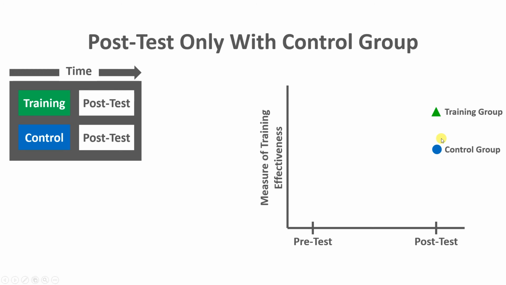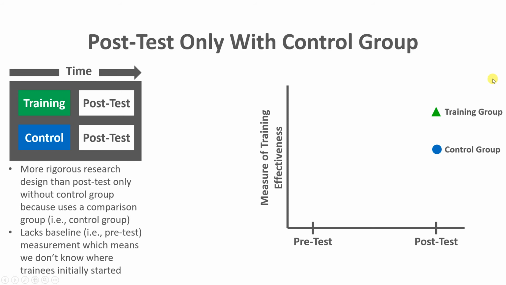Now, what we don't yet know, though, is where these people started. Where did the people in the training group start and where did the control group start? Again, we don't know whether this difference was attributable to the training program itself, or if it was actually a pre-existing difference and the training had very little to do with it at all.